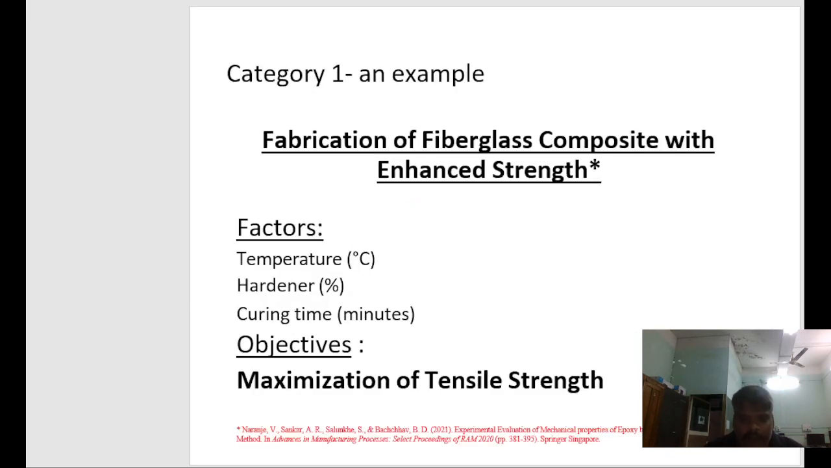Example: fabrication of fiberglass composite with enhanced strength. So what are the factors you have to consider if you want to make a composite with enhanced strength? They are the temperature in degrees Celsius, hardener in percentage, and curing time in minutes. The objective function is maximization of tensile strength.